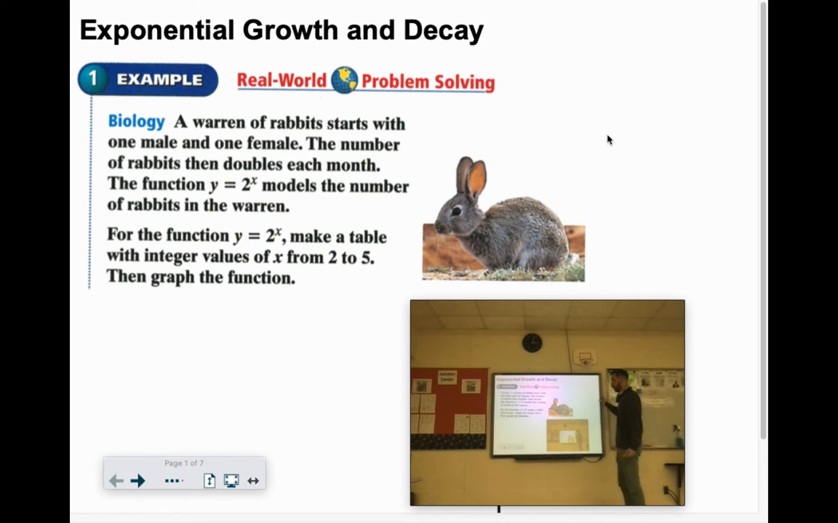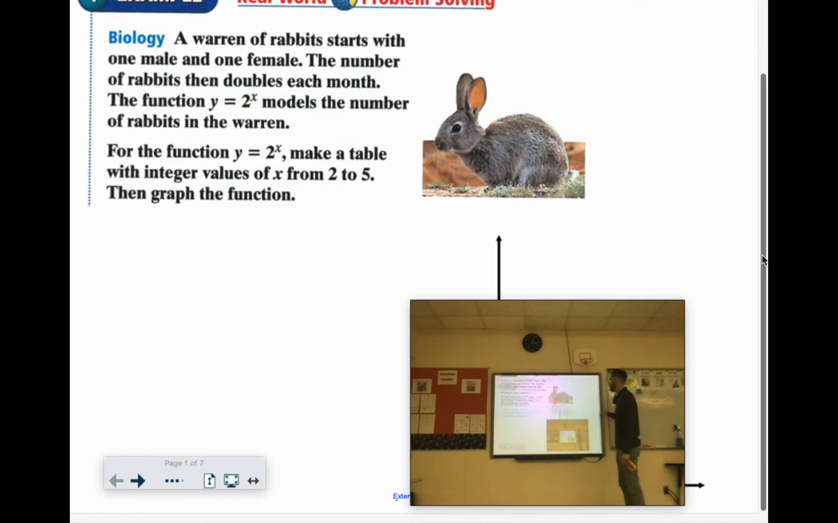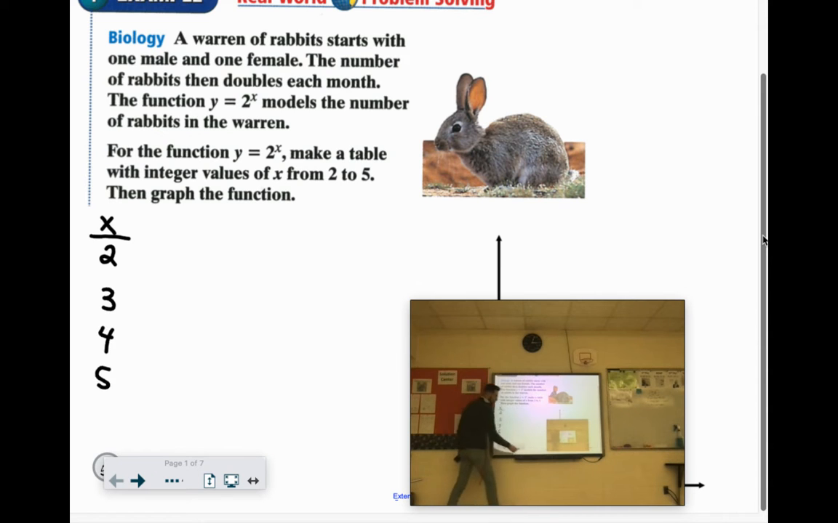For the function y equals 2 to the x, make a table with integer values x from 2 to 5, then graph the function. So, do we need a table? No, not necessarily. But these are the x's they want us to use. They want us to use integers from 2 to 5. So 2, 3, 4, and 5. These are numbers we're going to be substituting in for x. So it was 2 to the x power, so this would be 2 to the second power, 2 to the third power, 2 to the fourth power, and 2 to the fifth power.